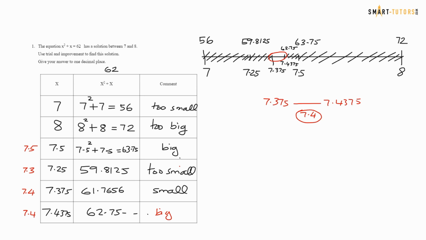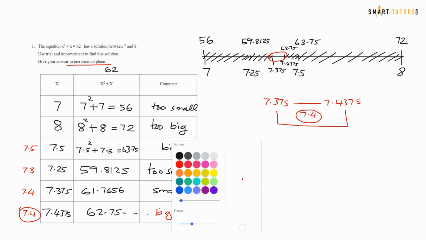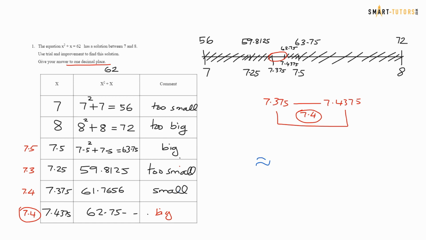So now we don't want to do it more times, because it is only asking for one decimal place, the answer is going to be 7.4, and you can see from here also that 7.4 is the answer. So the answer for question number 1, approximately the solution is 7.4. I hope you understand this one.